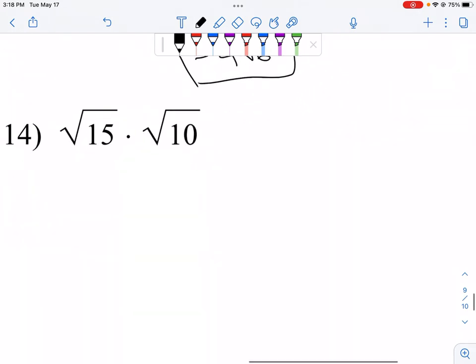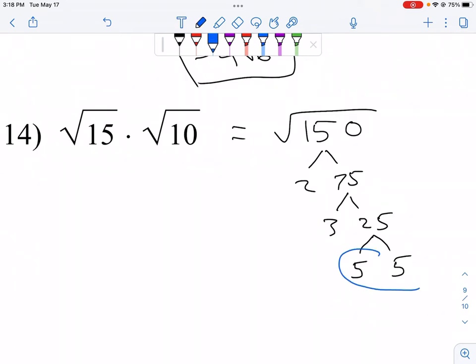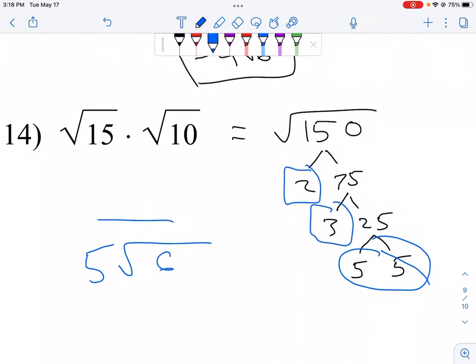For number 14, I'm going to do the same approach. I'm going to multiply 15 and 10, and that's square root 150. And now I'll break it down. I'll break it down using 2 and 75. And then I can break down 75 with 3 and 25. 25 is 5 and 5. So I have a pair of 5's. I have a 2 and a 3 that multiply back up to give me 6 in my rad.